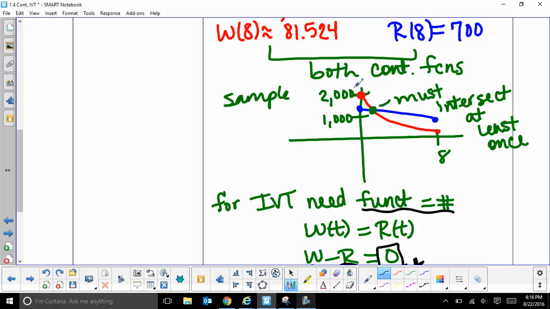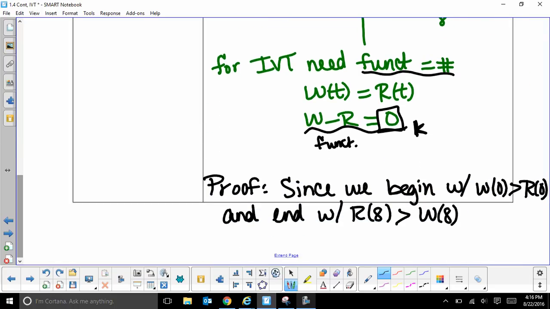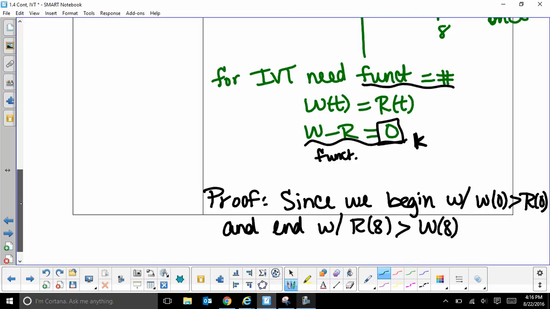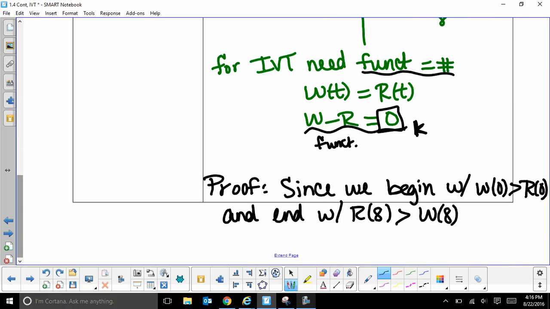By that flip-flop, that's how we know they had to cross. Because they can't cross each other if one starts higher but then ends lower. If one starts higher and doesn't end lower, starts higher, stays higher, then they might not cross each other. But if one starts higher and then ends up being on the low end, then they're going to have to cross.